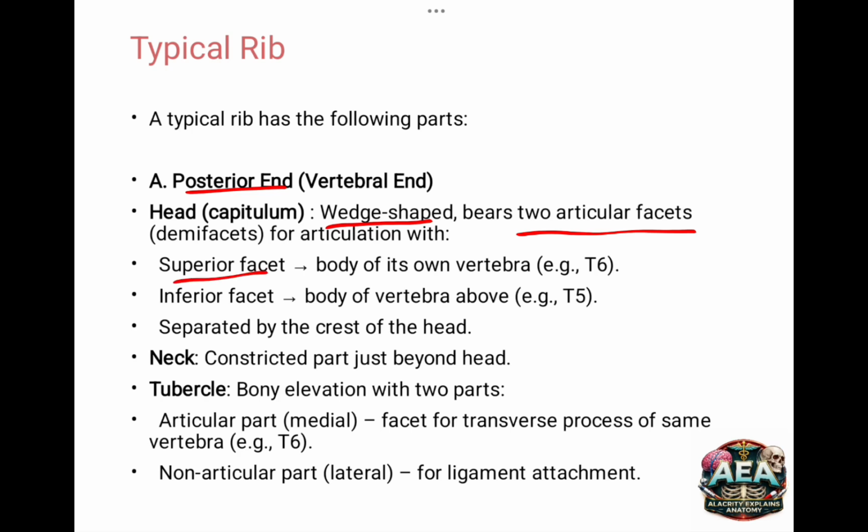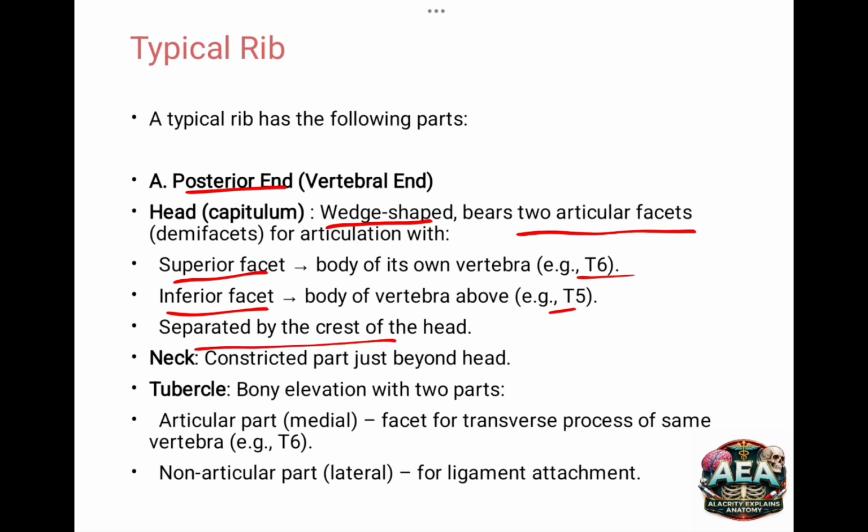The superior facet attaches with the body of its own vertebrae, while the inferior facet attaches with the body of the vertebrae above. What does that mean? If you're talking about the sixth rib, the superior facet of the sixth rib is going to attach to the numerically corresponding vertebrae, that's the sixth thoracic vertebrae, while the inferior facet is going to attach to the body of the vertebrae that is above, in this case the fifth vertebrae.